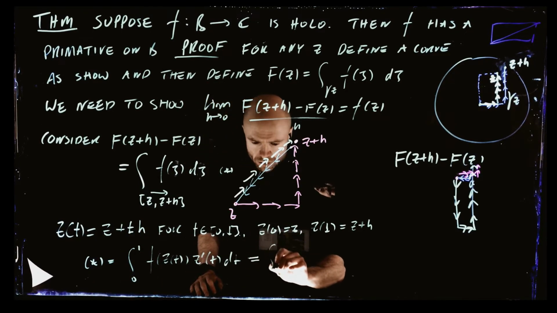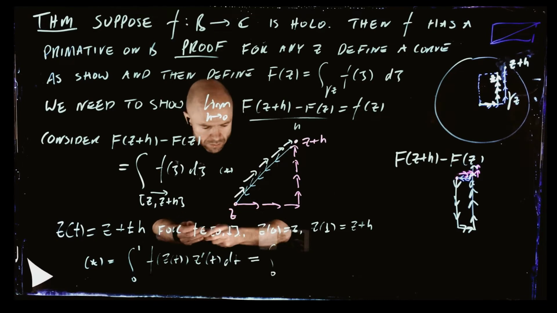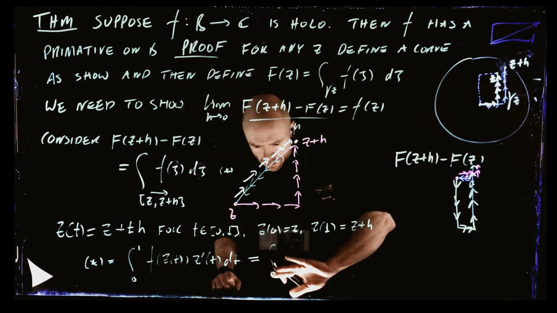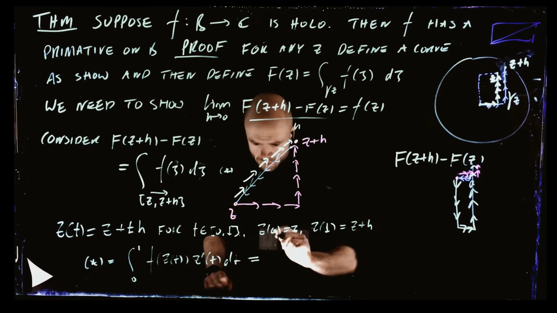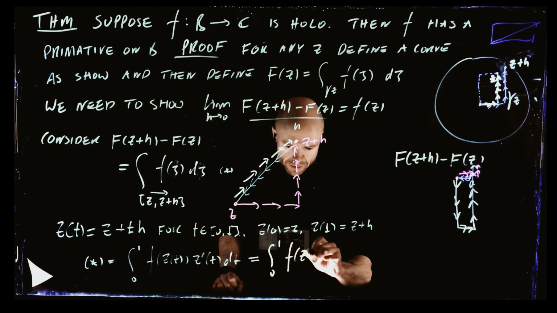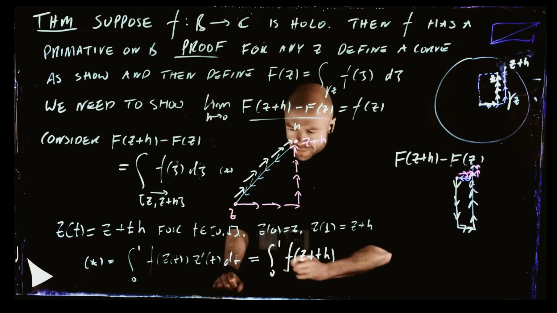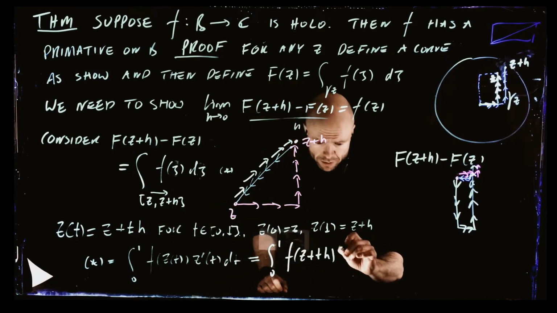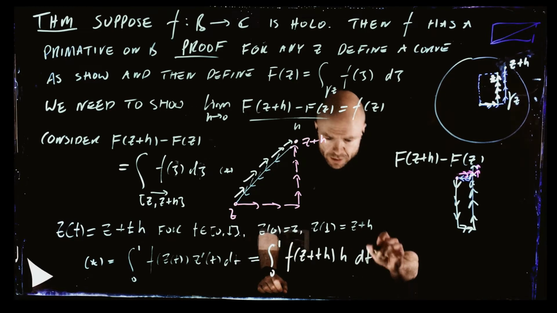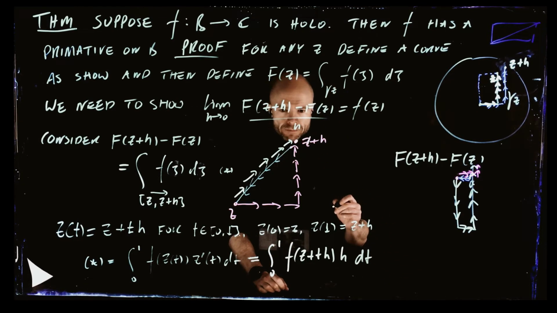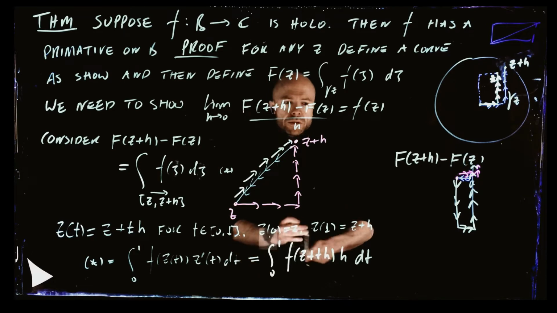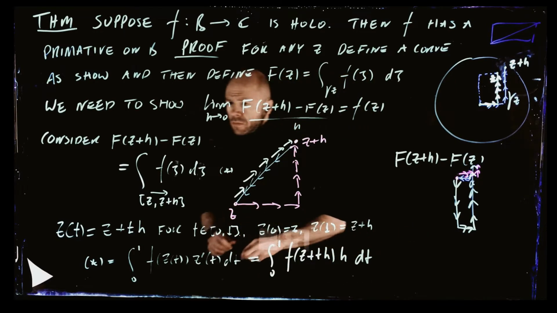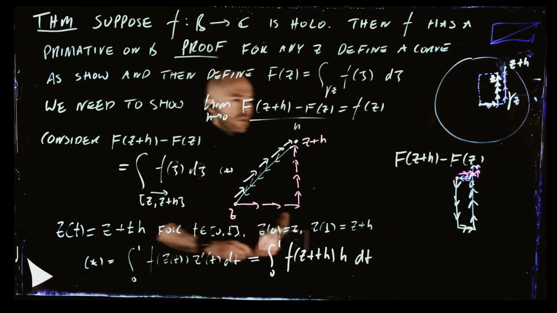That is the integral from 0 to 1, f of z plus t times h. And then when we take the derivative of this thing, it's very simple. It's just h, right? dt. That's what we get. Cool. So that is our thing that we're trying to understand.